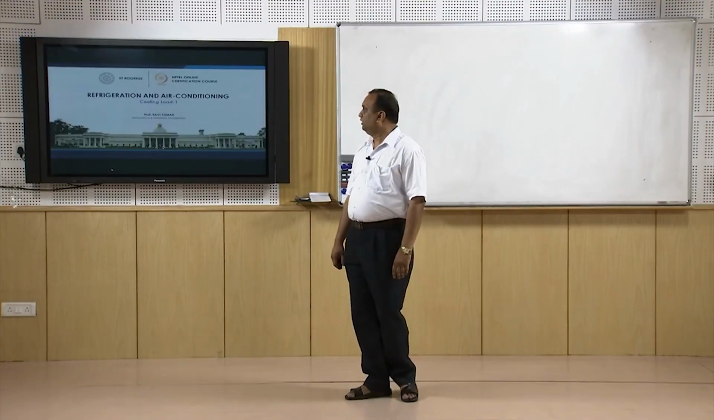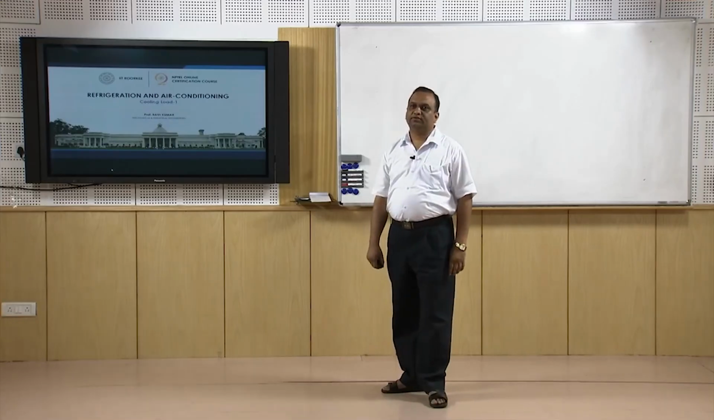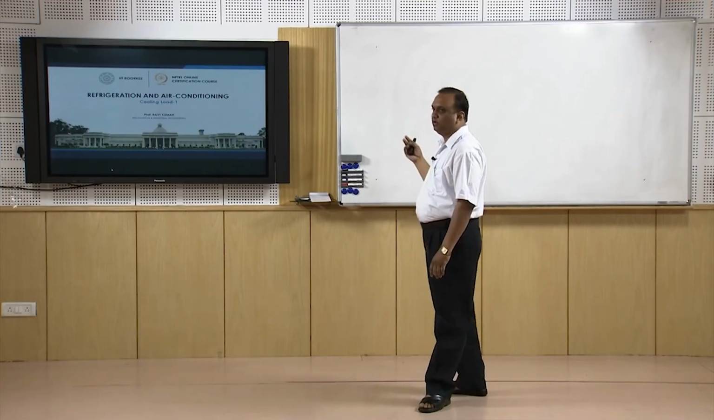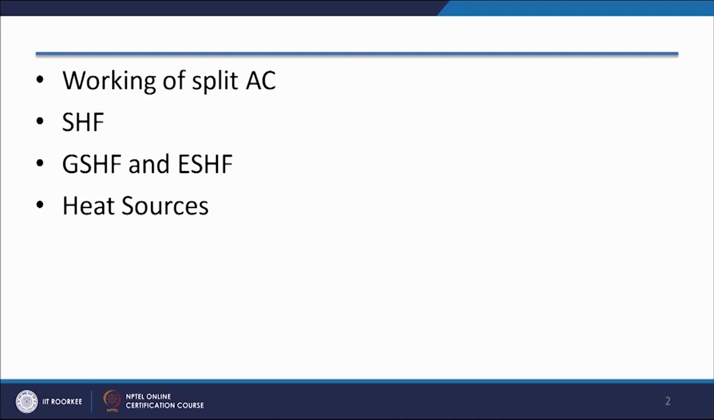Hello, I welcome you all in this course on refrigeration and air conditioning. Today we will discuss the cooling load and how the cooling load is represented on the psychrometric chart. In this lecture we will discuss the working of a split AC, then sensible heat factor, gross sensible heat factor, effective sensible heat factor and heat sources in the building.